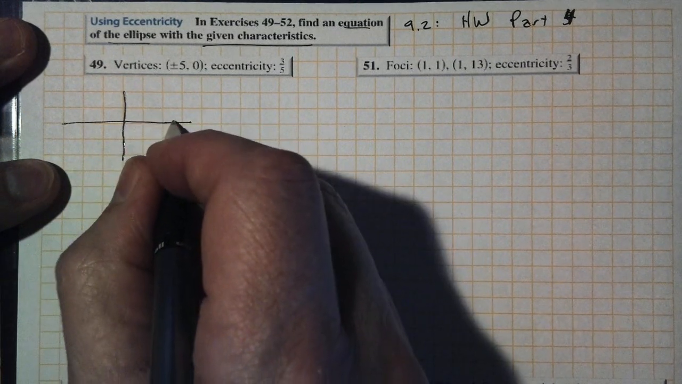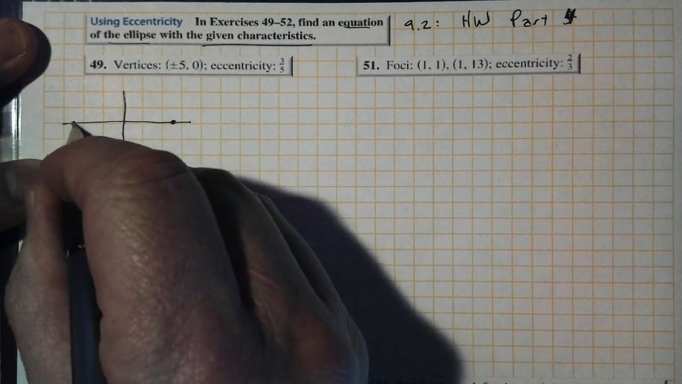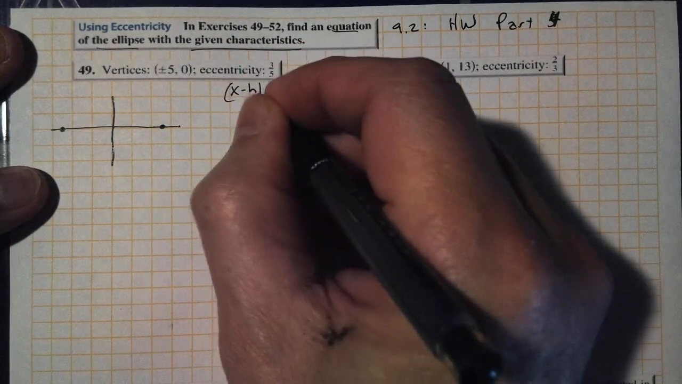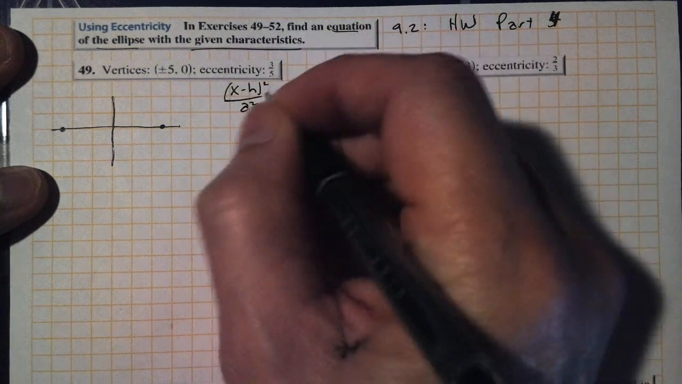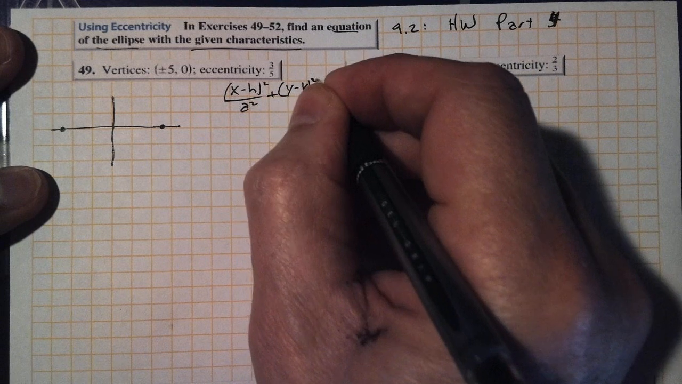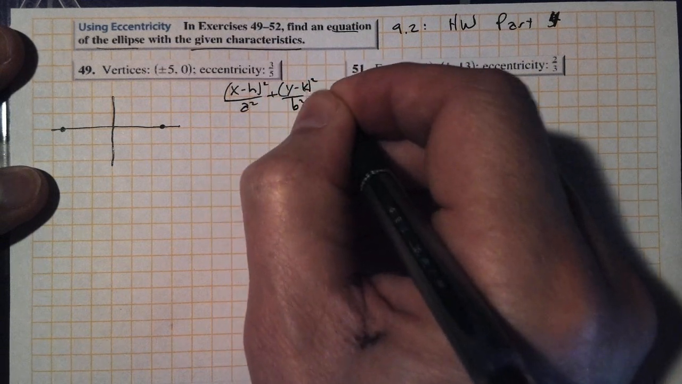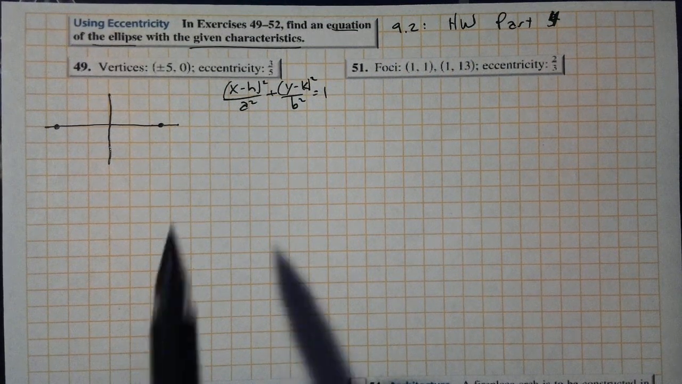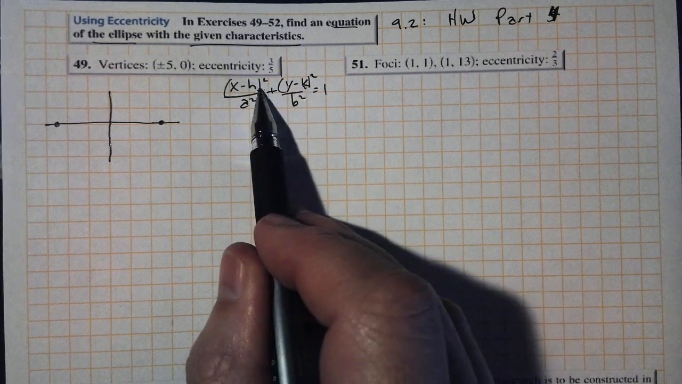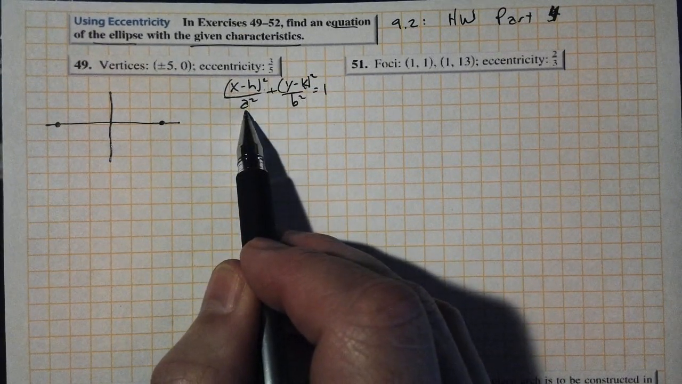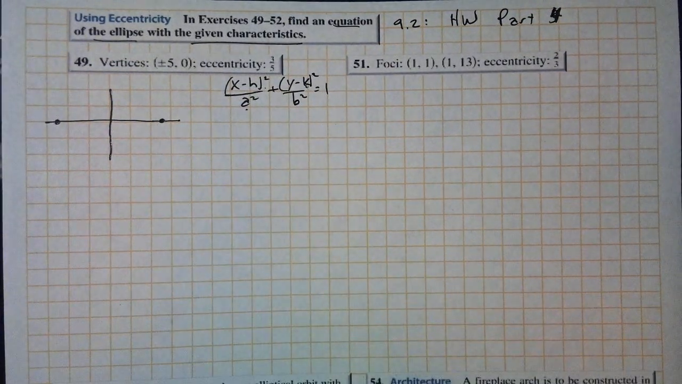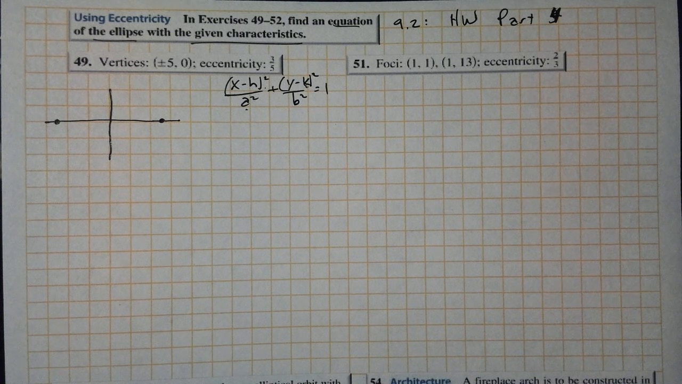So let's see, I'll just go 2, 4, 5, 2, 4, 5. Now for these, we know that the equation is going to be (x minus h) squared over a squared or b squared, plus (y minus k) squared over a squared or b squared, equals 1. There's really 5 things that we need to know. We need to know h, we need to know k, the center. We need to know a, half the length of the major axis. We need to know b, half the length of the minor axis. And we need to know, is it wide or narrow? Is it tall and narrow, or is it short and wide?